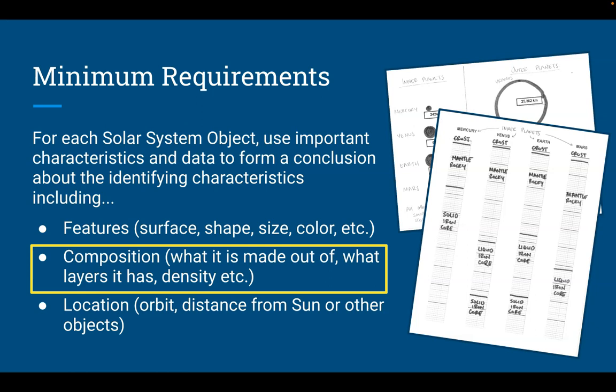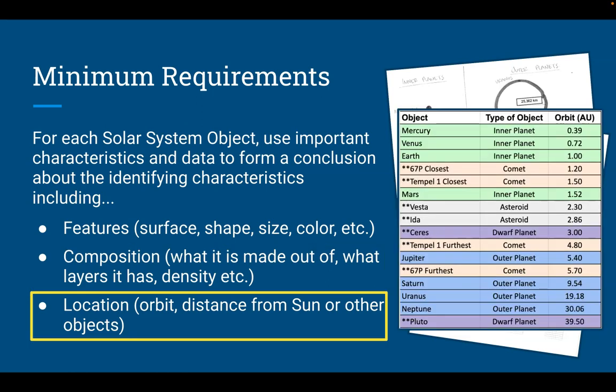Finally, you'll have to include location information. Location information needs to include distance from the sun. Those values are provided in AUs, which stands for astronomical units. Make sure that you have information on AUs included in your location section. You can always include more information than that, but at a minimum, you need information on the size, layers, and orbits of all of your objects.